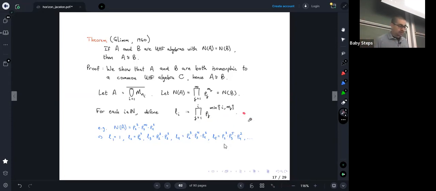Okay, so let's look at the next one. So L2 will be the product from J equals 1 to 2 of these numbers. As I said, the one we don't need to worry about. So let's look at the two. It'll be P2 to the minimum of I is two and M2.